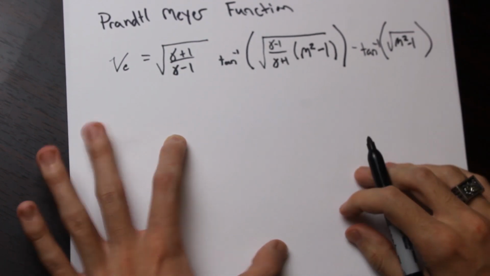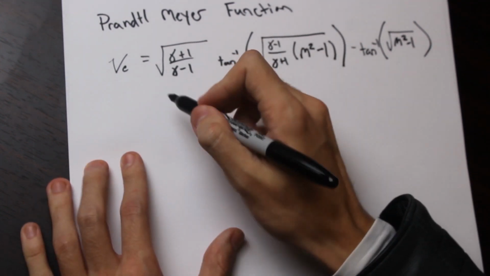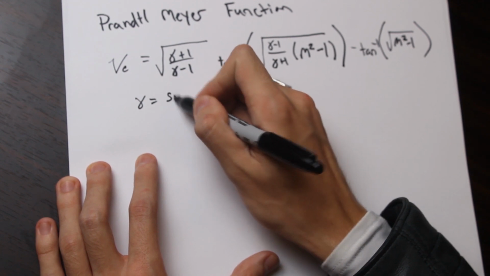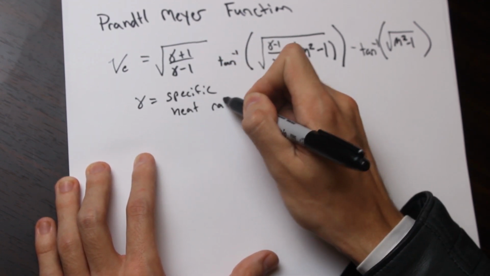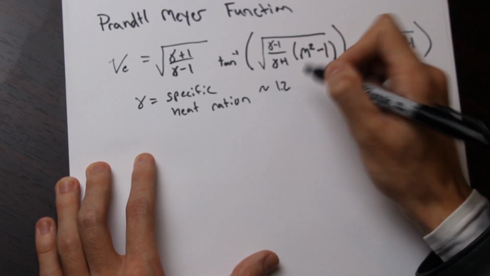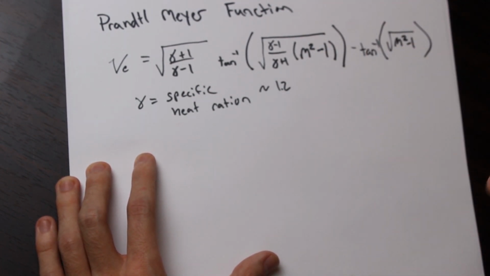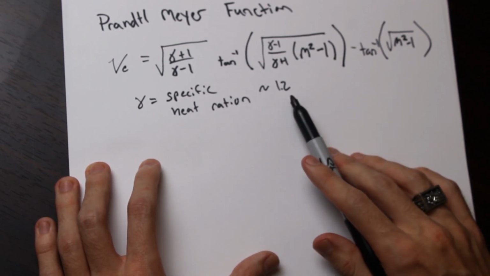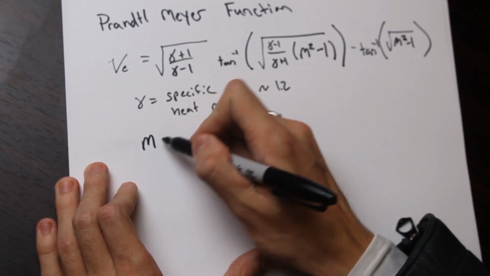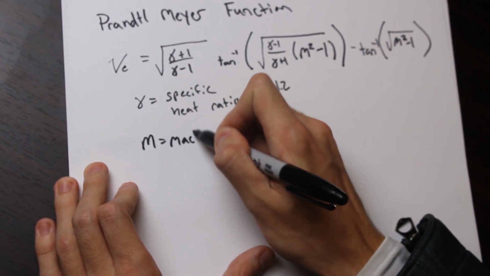Okay, so breaking that down real quick, this gamma is the specific heat ratio, and this is a gas property, and it's typically about 1.2 for rocket exhaust. So the next thing we're looking at here, actually the only other thing we're looking at here is the Mach number, where M equals the Mach number.